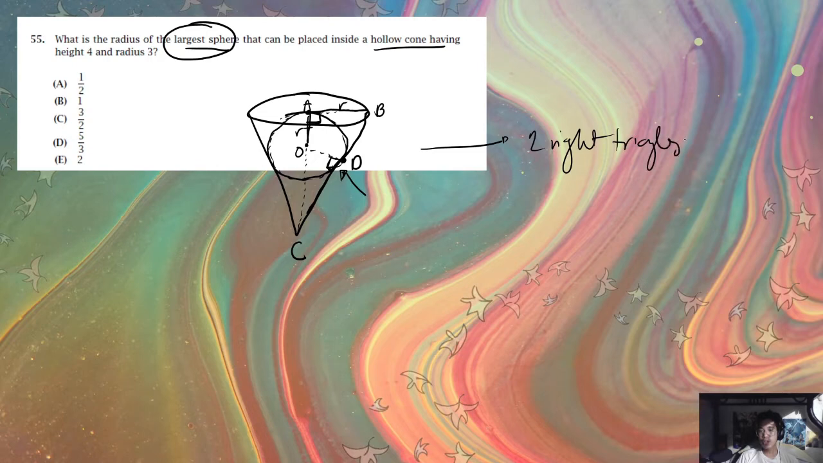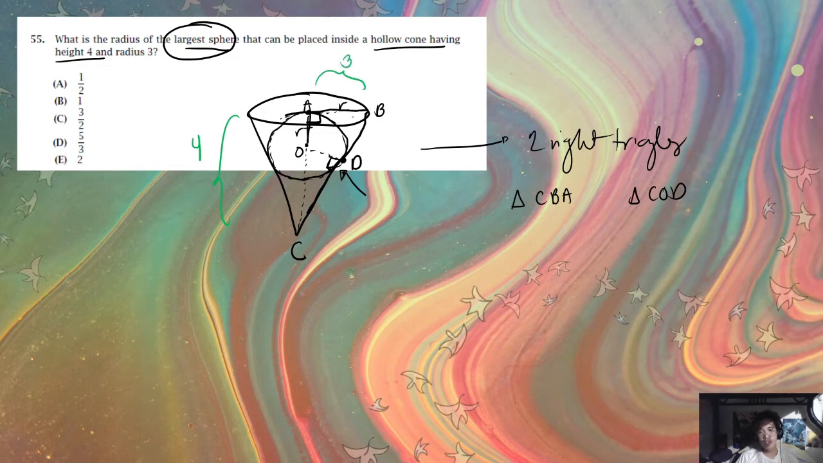So let's try to write our two right triangles. We have triangle CBA, and we also have triangle COD for this one. Okay, so let's try to write our givens here. The height of the hollow cone is equal to 4. So this means this is 4. And the radius of the circle of the base of the hollow cone is 3.